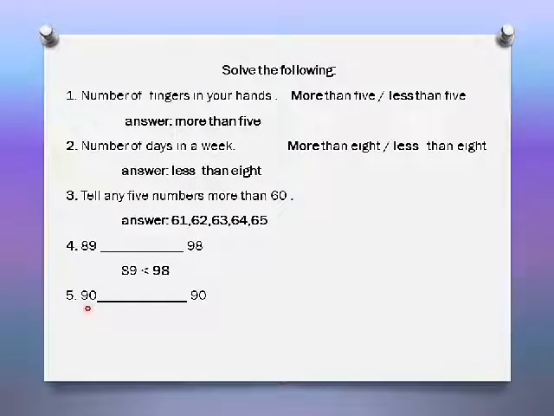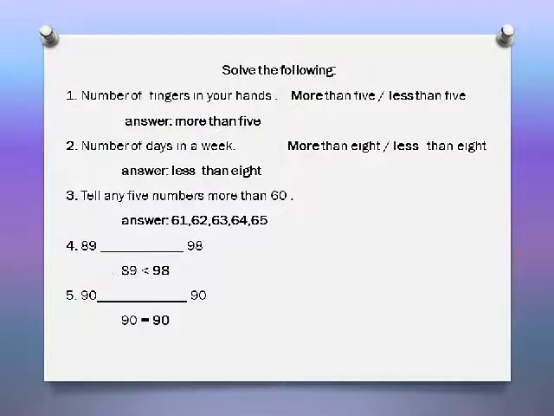Next, fifth question. 90 and 90. Both are the same numbers. So we put the equal to sign.